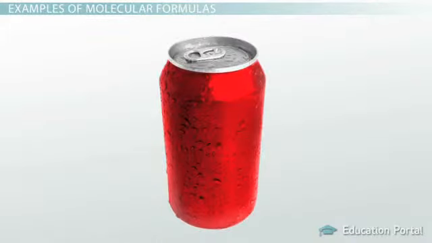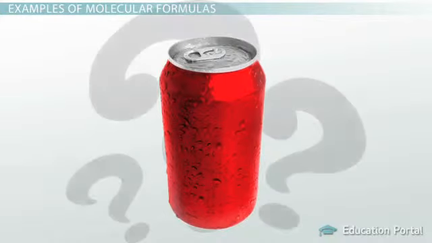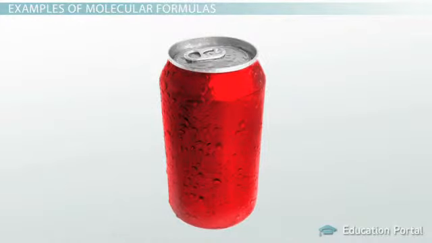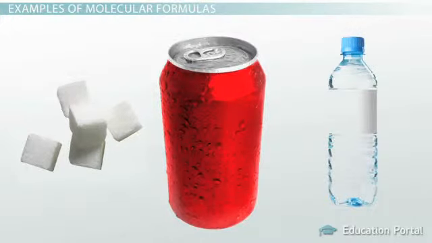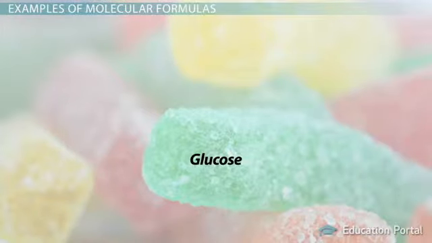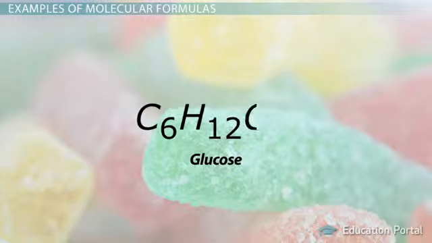Has all of this talking about molecular formulas made you thirsty? Perhaps for a beverage like soda? Have you ever wondered what ingredients make up soda? The recipe for soda has many ingredients, such as sugar, caffeine, and water. Sugar is also known as glucose. The molecular formula of glucose is C6H12O6. The formula identifies there are 6 carbon atoms, 12 hydrogen atoms, and 6 oxygen atoms present.